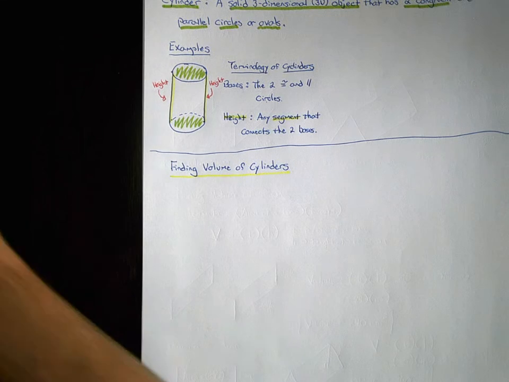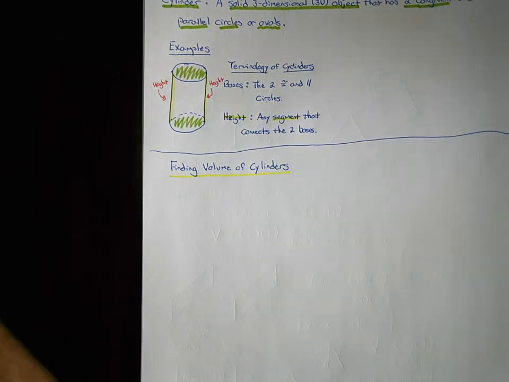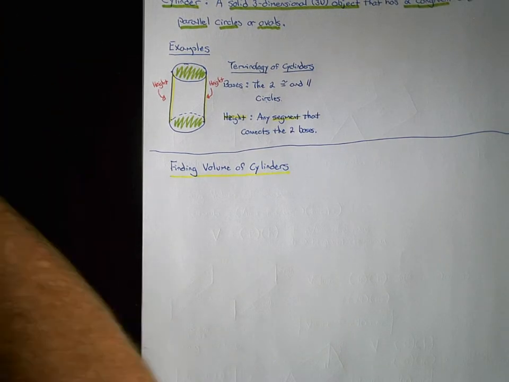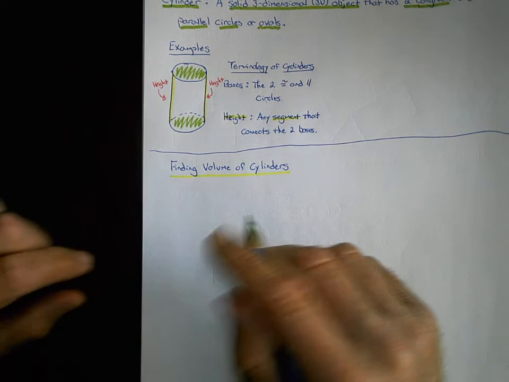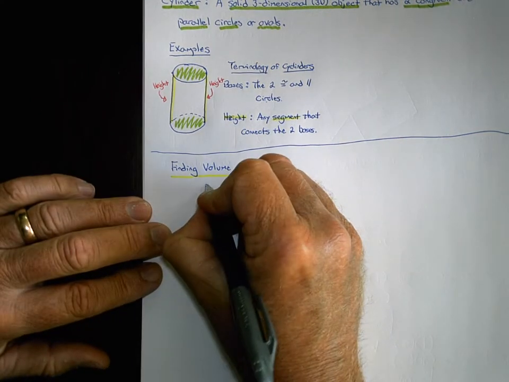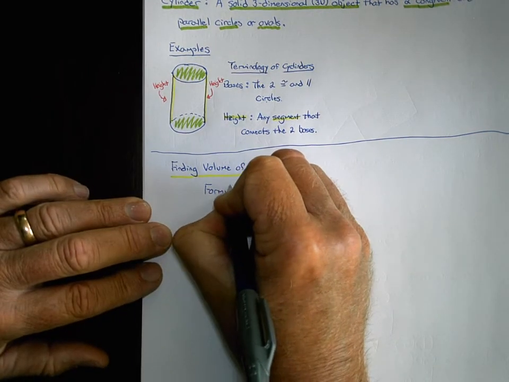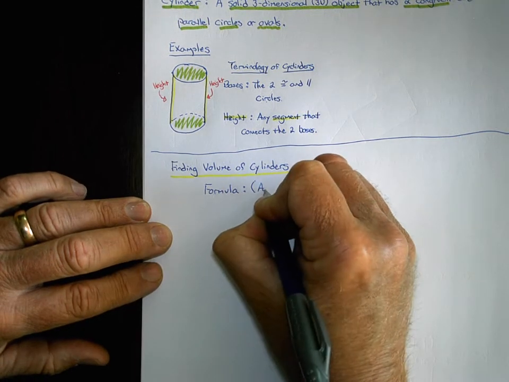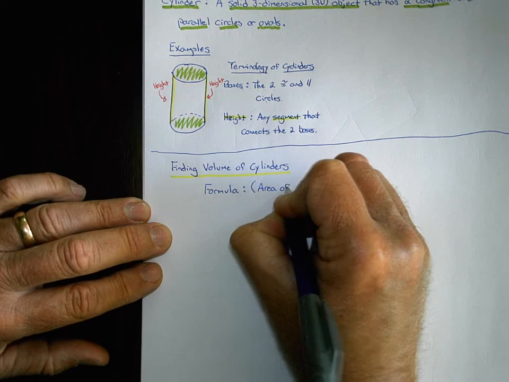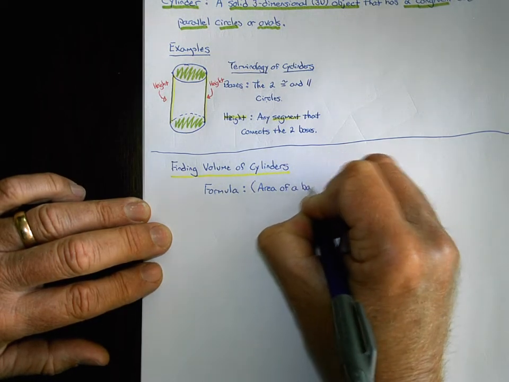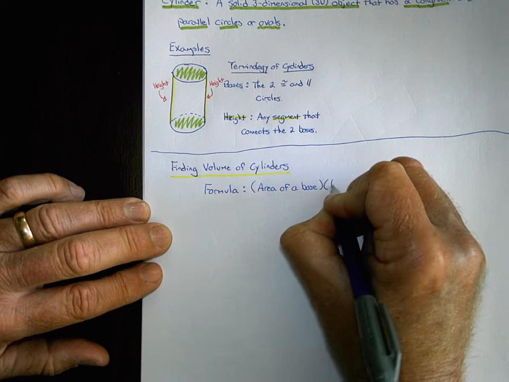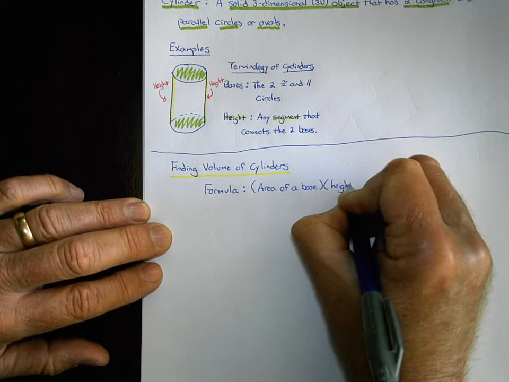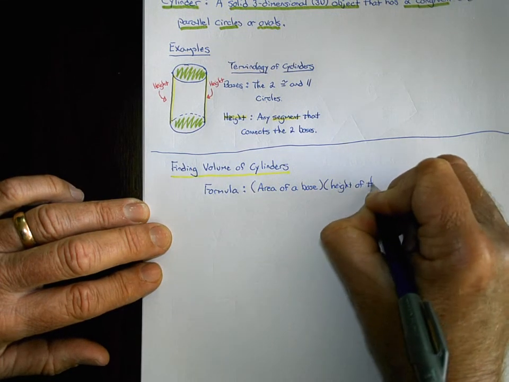And the cool thing about volume is that there is one formula that will find the volume of every single cylinder, no matter what the dimensions of the cylinder are. Okay, and the formula is, I'm going to give you two formulas, but they're really the same thing. So the formula is the area of a base times the height of the cylinder.